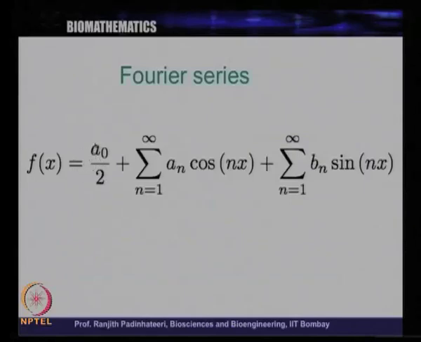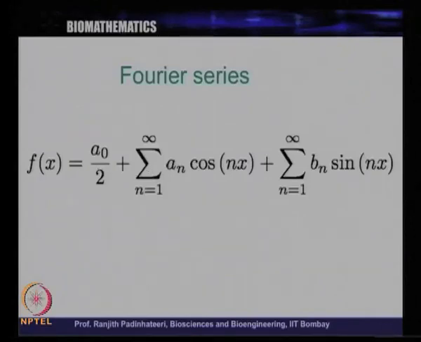a0 by 2, which is just a constant. This by 2 you can remove, you can call it a0 if you wish, just the definition of a0 changes, plus the sum over n equal to 1 to infinity of an cos nx plus the sum over n equal to 1 to infinity of bn sin nx. So this is the claim that any function f of x can be written as some combination of sine and cos.